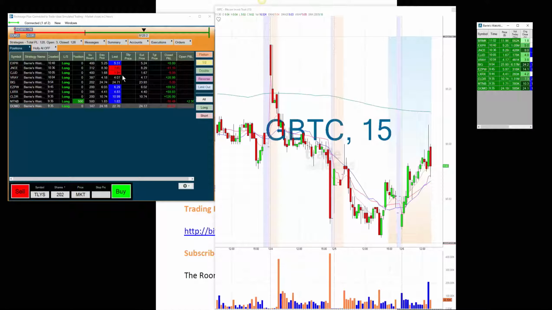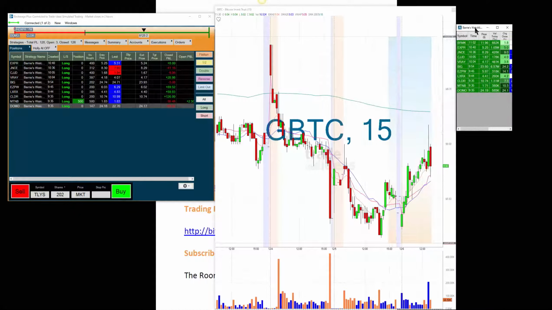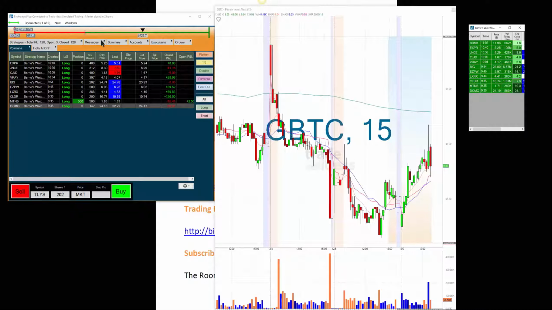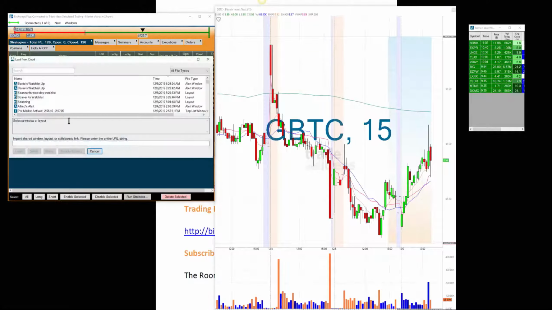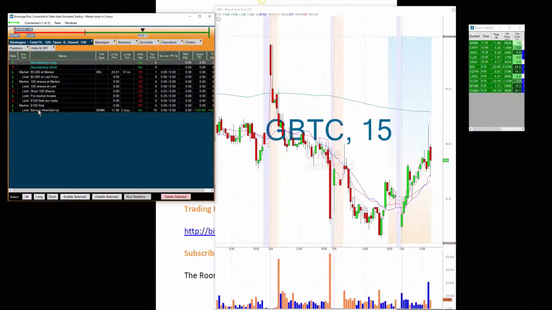So the first thing I did was, there's my watch list, okay? And in the strategies, you'll notice I've got Barry's watch list up. If I expanded this is what it would say. So how I got this in here in the first place is I right-clicked, load from cloud, and of course there it is. All right, so I loaded it. If I highlighted it, it would load. I'm not going to do it. And that's how it got in there in the first place, okay?